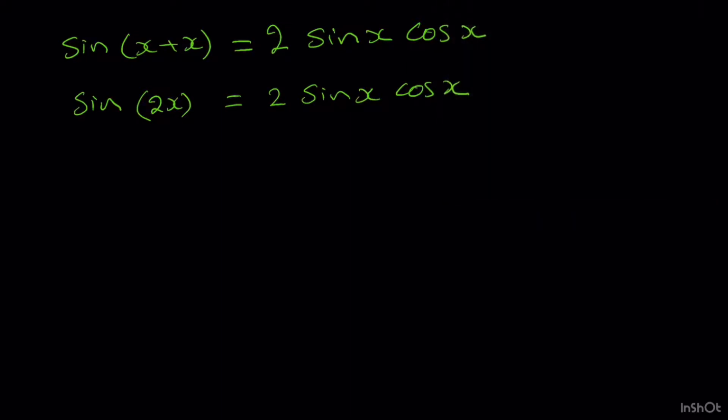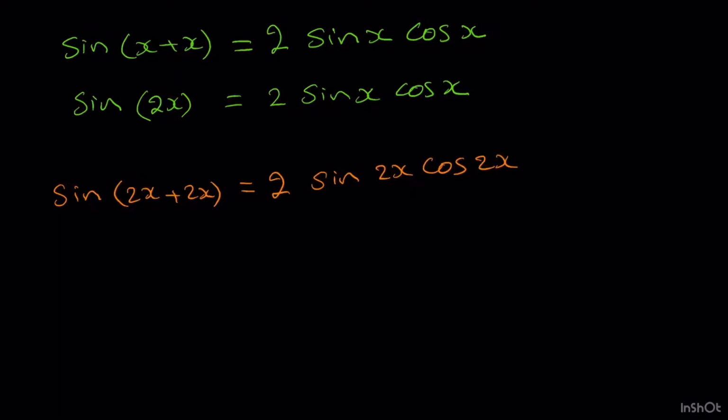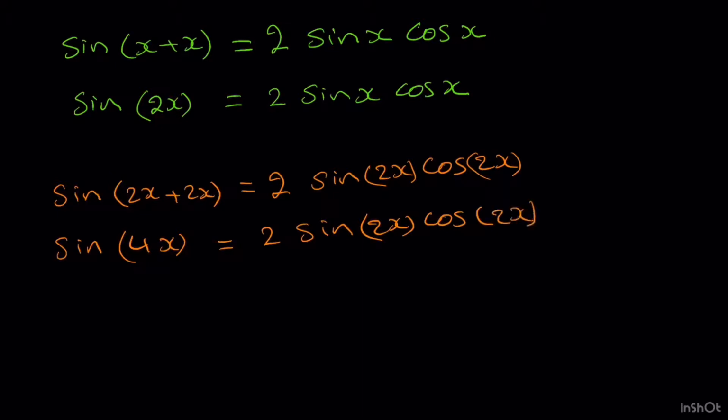If I have sine 2x plus 2x, basically that means sine 2x and cosine 2x in the question of the integration. So sine 2x plus 2x equals 2 sine 2x cosine 2x, and this will be sine 4x, which is 2 sine 2x cosine 2x. Another example, don't get bored.